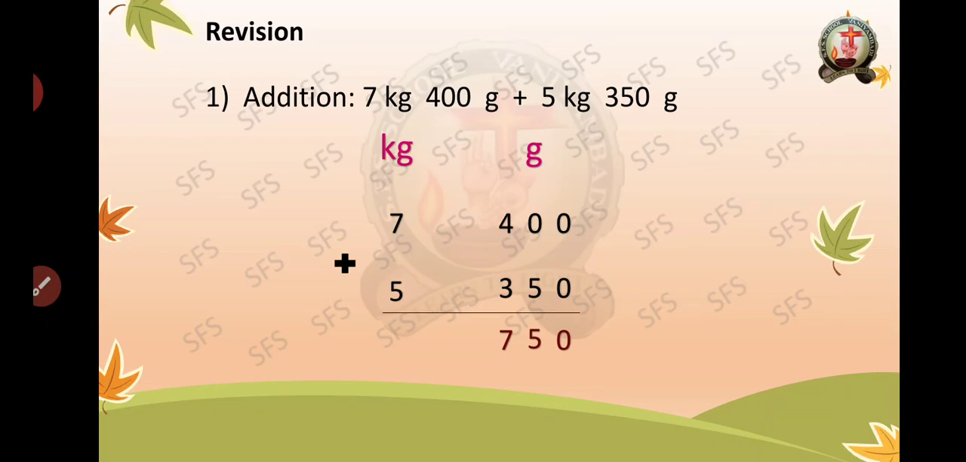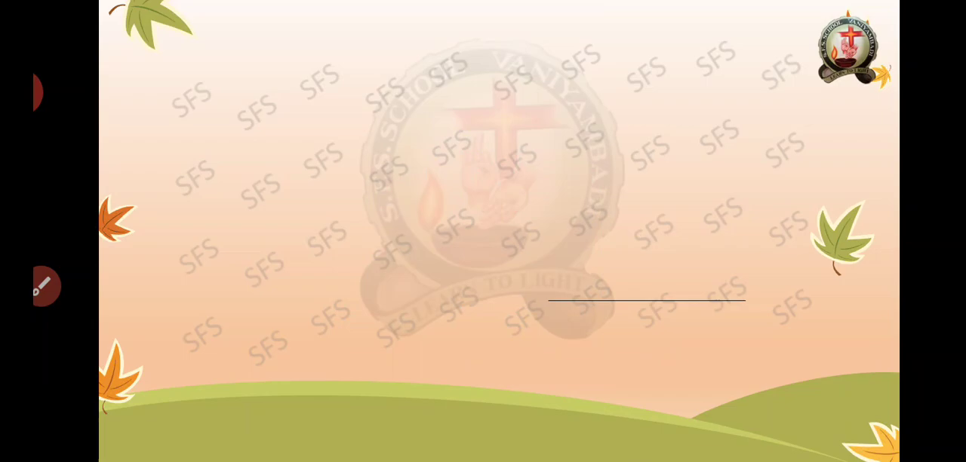Now we are going to add the kilogram side. 7 plus 5. After 7: 8, 9, 10, 11, 12. We have completed it. So 7 plus 5 is 12. Now we have the answer, that is 12 kg 750 g. So we have completed the basics of addition.